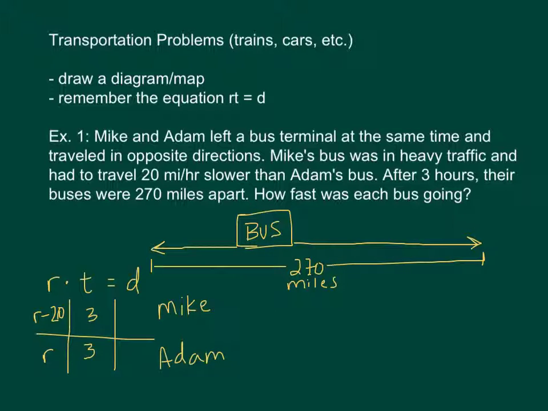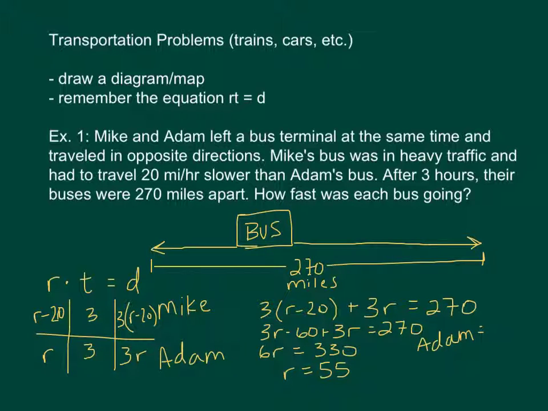Alright, so in order to find distance, it's rate times time. So the rate, which is r minus 20, times 3. And for the second person, for Adam, it's the rate, which is r, times 3. So the equation is going to be Mike's distance and Adam's distance for a total of 270 miles. So that's the equation you're going to solve. Go ahead and go through and solve that. I'll pause it and do the same. So pause your video, solve it, see if you have a speed for me that each of the guys was traveling in their buses when you're done.